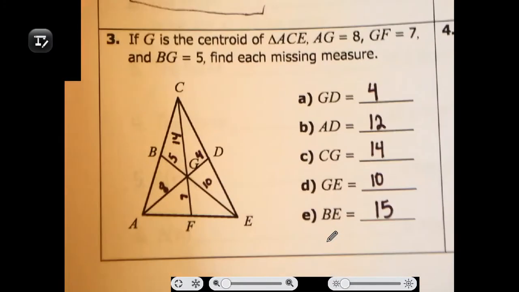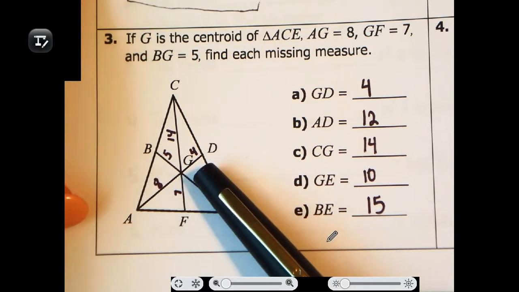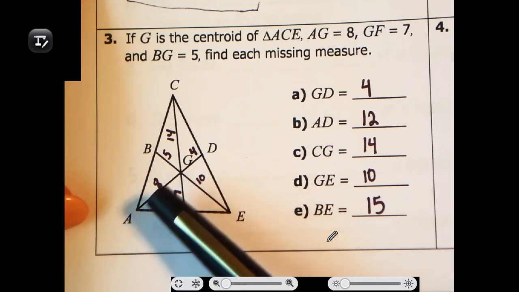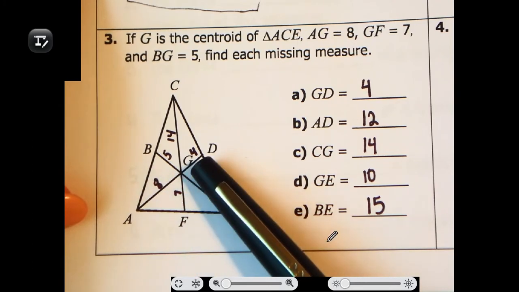All right, so hopefully you gave number 3 a try. I'm going to show you the answers here. So this was number 3. All of them were pretty much applying what we just talked about. So you have GD, which is 4 because it is half of 8. They gave you AG was 8, so half of that is 4.